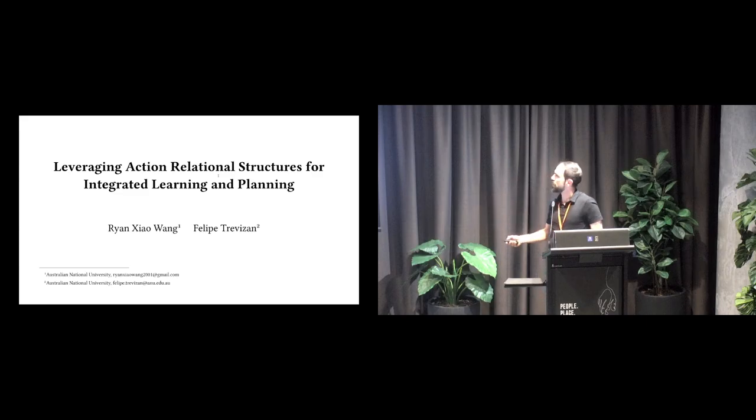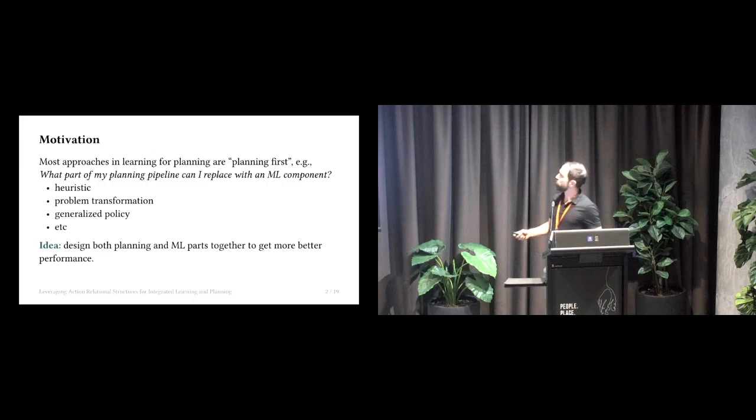This is joint work with my former student, who couldn't make it here today. The motivation for this work is that most of the learning approaches we have for planning are planning first. What I mean by that is we look at our planning pipeline and ask, what can I replace with machine learning? For instance, if we're doing a heuristic search, can I learn a heuristic? If you're doing problem transformations, can I learn a problem transformation? The whole idea of this work is to design both the planning and the ML parts together, instead of just asking what ML can do for us. Let's try to work together and see if we can achieve something better.